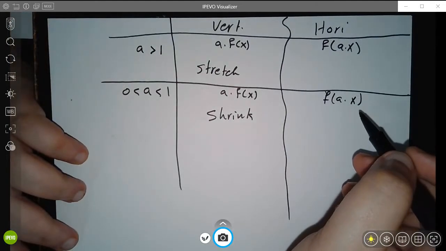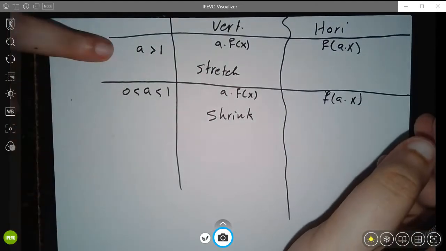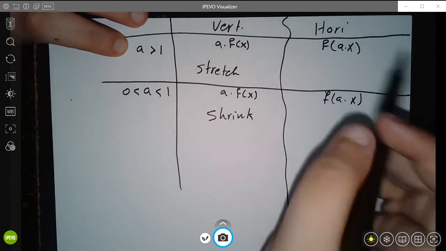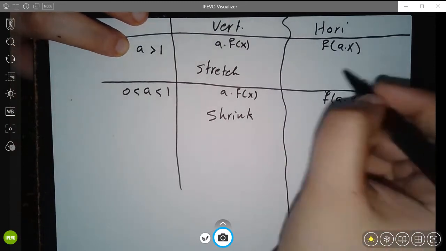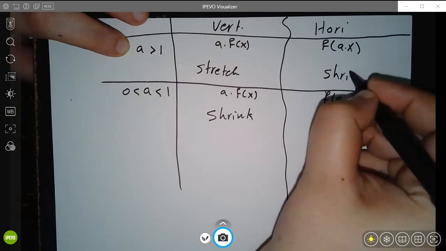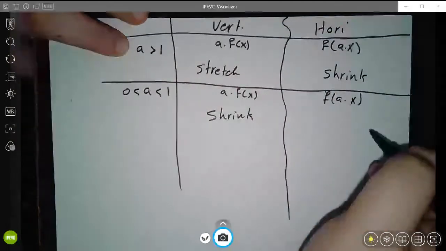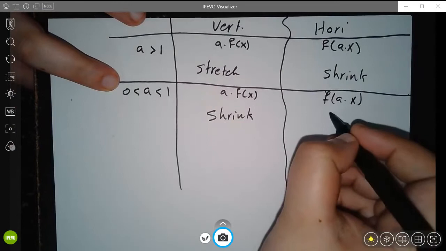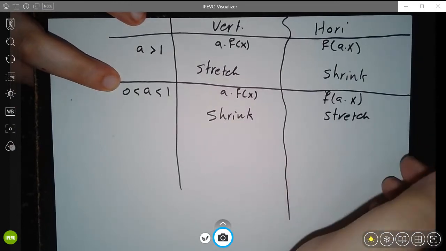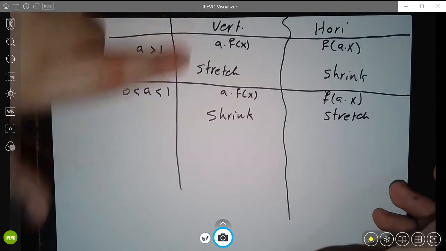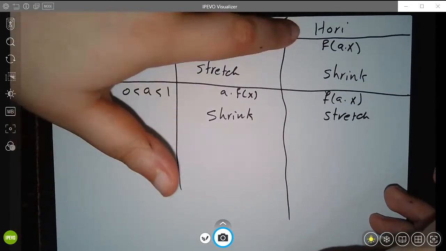Make sense? Okay. Now multiply by a number bigger than 1. What's going to happen here? It's going to shrink. Smaller than 1 is going to stretch. Like I said, vertical behaves the way you want it to, horizontal, the opposite.